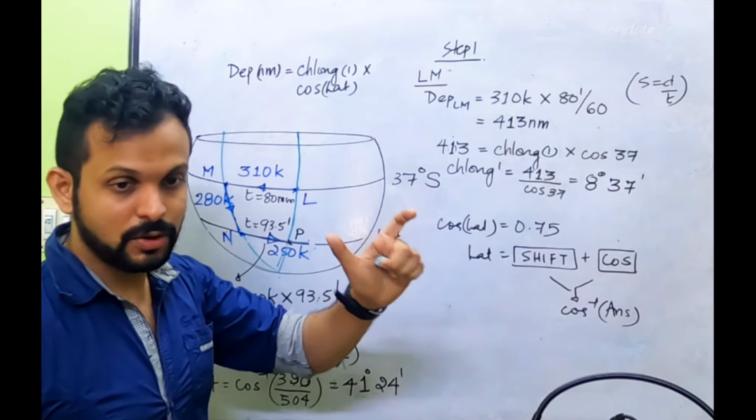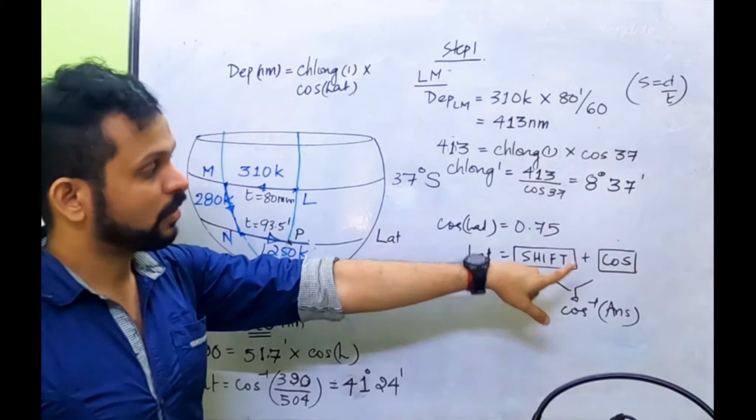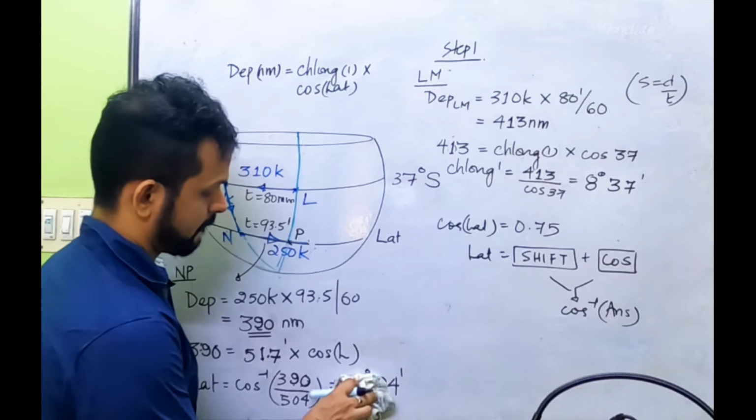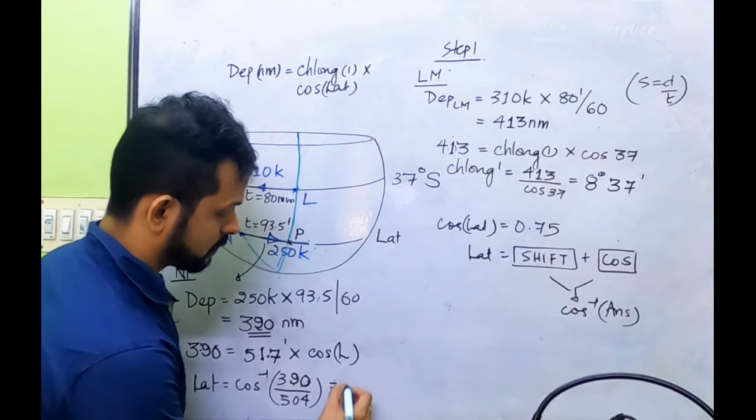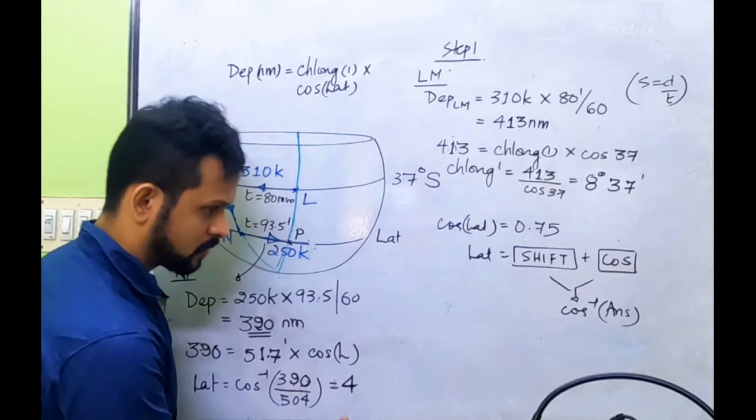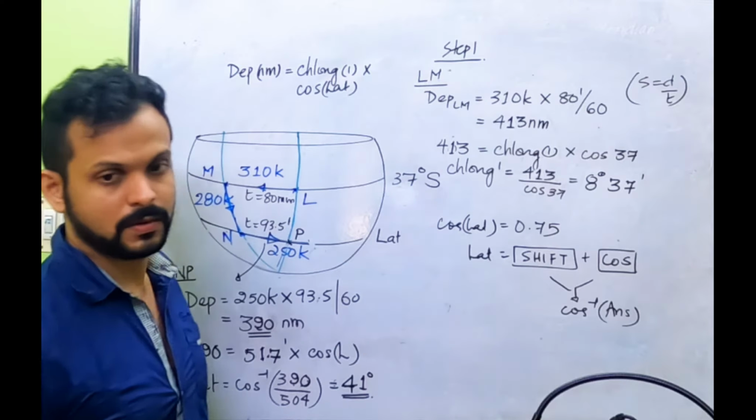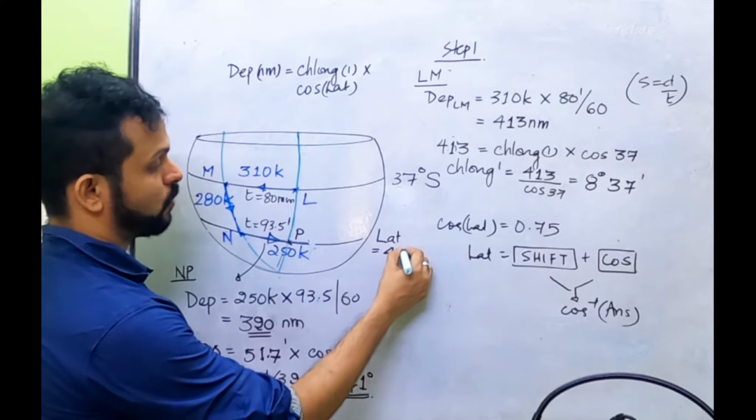So take that same thing. You have the answer option there. So it's already saved in your answer. Now press shift cos of answer. 41 degrees, 1 minute. So it's 41 degrees. Therefore, this particular latitude is 41 degrees.